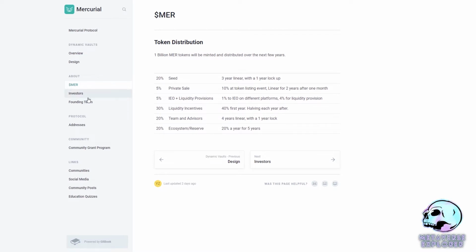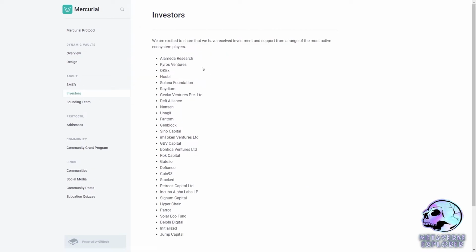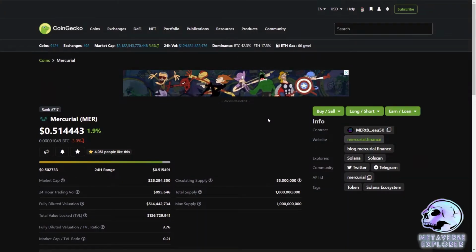Let's have a look at the investors, which is what I really look at in a token. First thing I see, Alameda Research, which makes me very bullish on the Mercurial platform. Alameda will not get into any other, you know, crap tokens that they don't know of. That's it for now. There's a few other pieces of information here you can read, but let's go back to the platform.